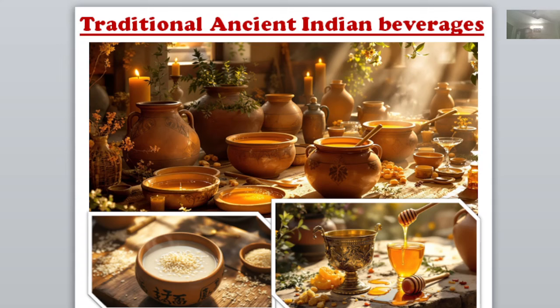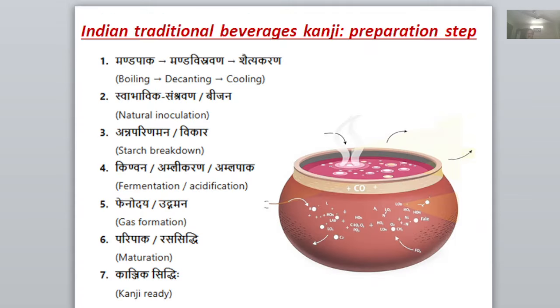So the next part is traditional ancient Indian beverages. As I have already discussed, it's a process of optimization. Whatever steps they have followed, it's a process of optimization. And if we are talking about one of the beverages, which is known as Kanji, traditionally Kanji was made through some vegetable extract or with the rice extract.